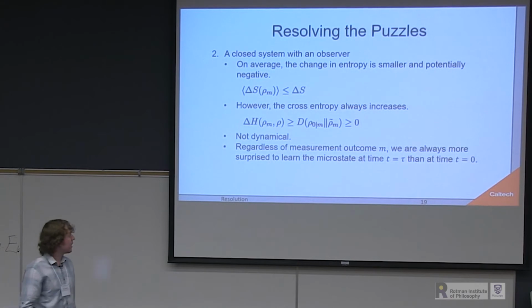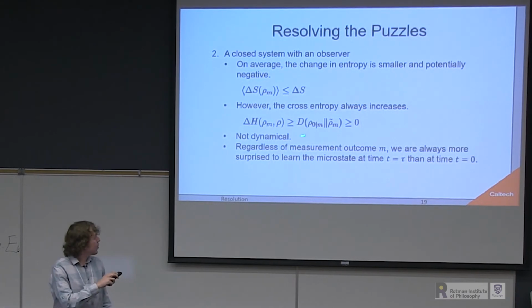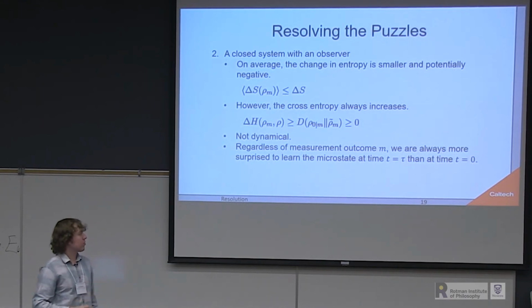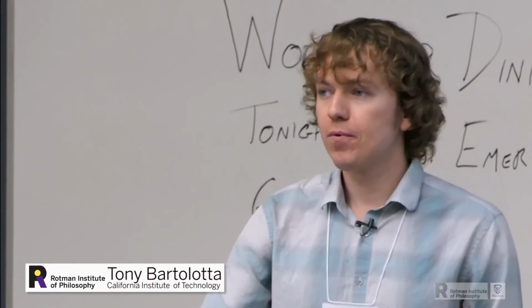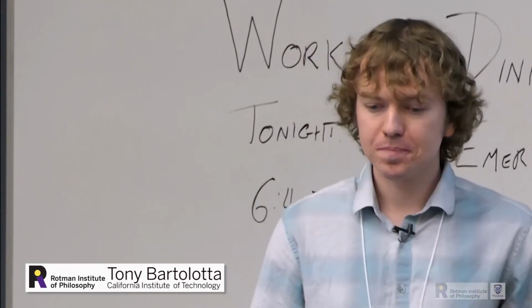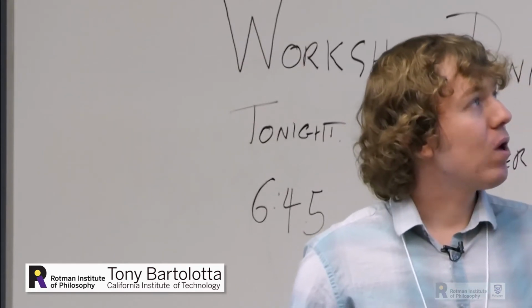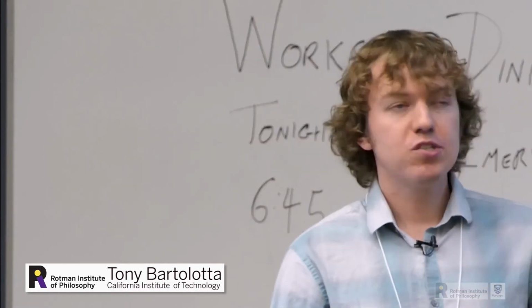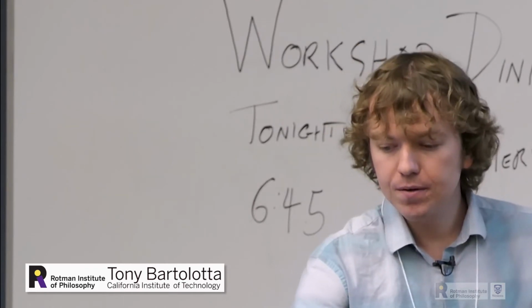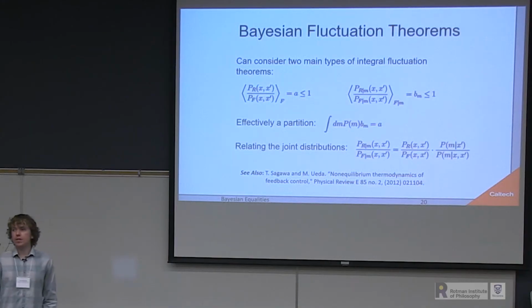And as before, if we're thinking about this, it's really telling us that we're always more surprised to learn microstates as we go forward in time, regardless of what measurements we're potentially making. So that's a fair amount about inequalities, but what about equalities? Because if we're looking at non-equilibrium behavior, things like the Crooks fluctuation theorem and the Jarzynski equality are relatively powerful tools. Can we get something else out of them by taking a Bayesian approach?